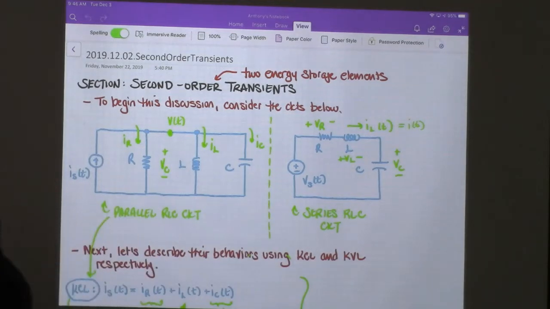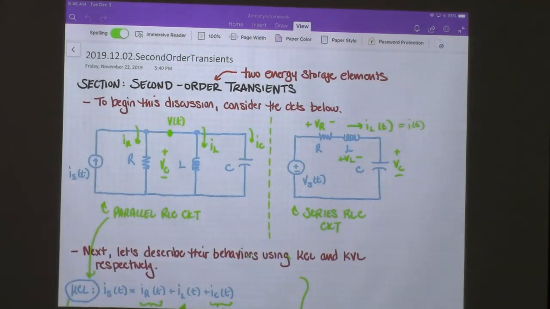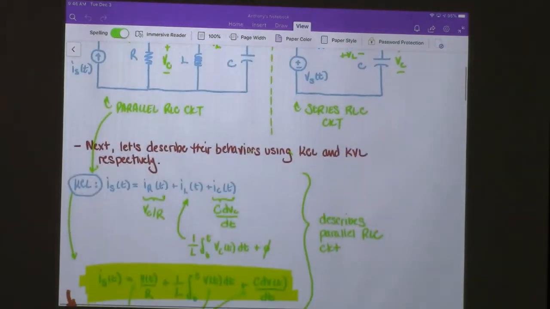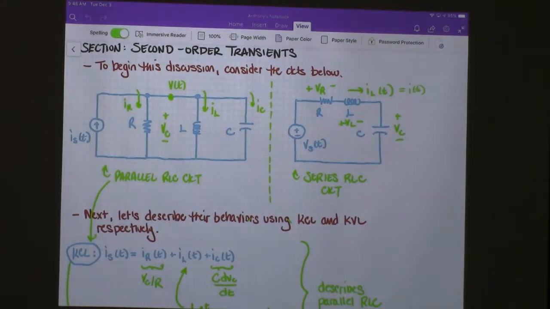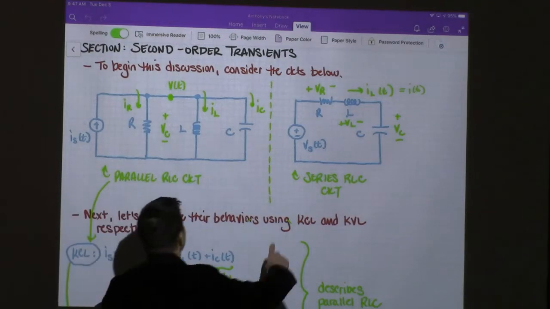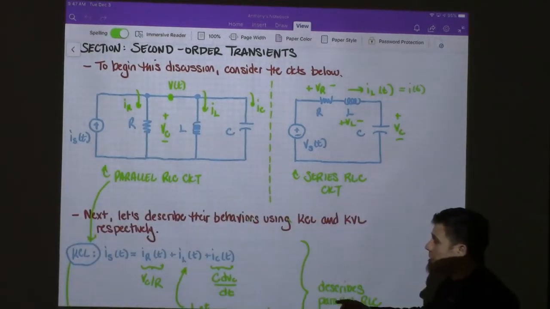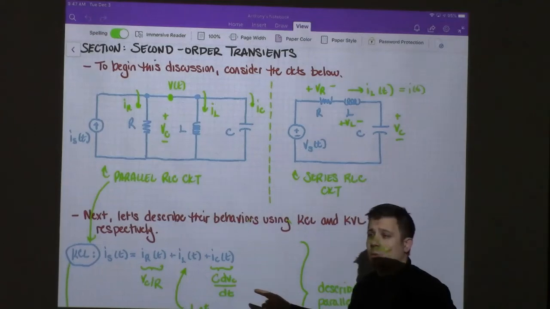All right, so jumping right in here. We have two different circuits, and we want to start off by describing their behaviors using KCL and KVL respectively. We're going to start with the circuit on the left. Single node pair. When we have a single node pair, the voltage is the same across all of the elements, so it's not very interesting to talk about the voltage across them. But the current through all the elements is different. So we're going to use KCL in order to discuss what's going on.